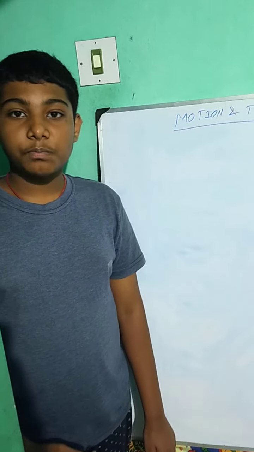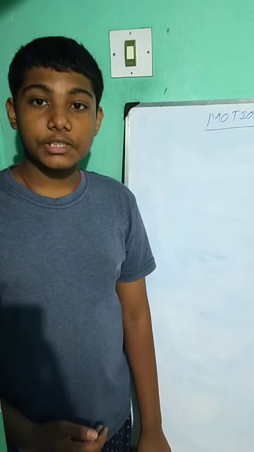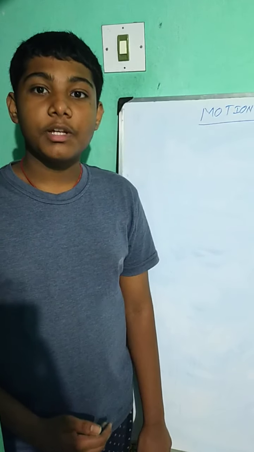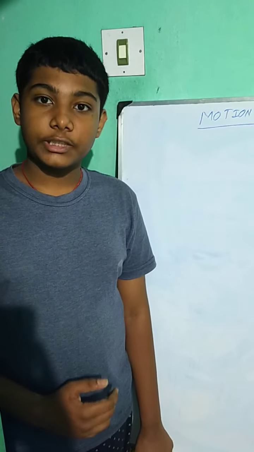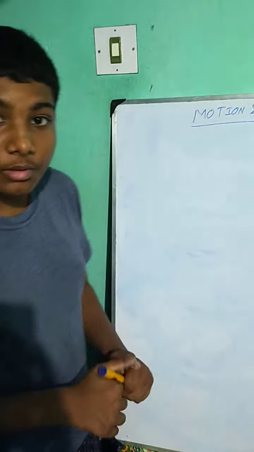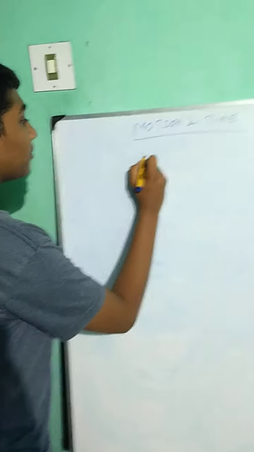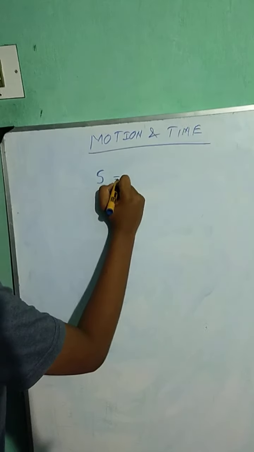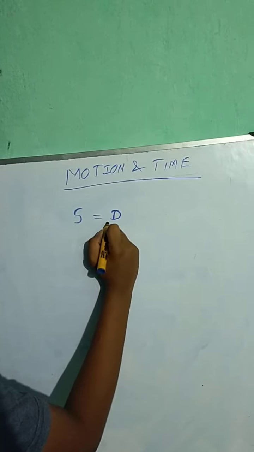Now let's discuss speed. Speed is the distance traveled by a body in unit time. Fast moving objects have greater speed while slow moving objects have less speed. So the speed formula is equal to distance divided by time.